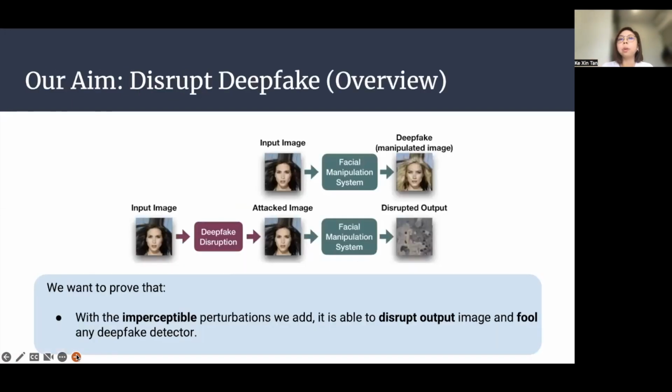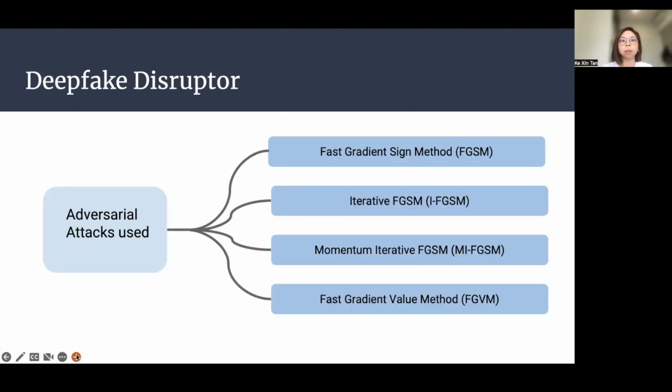So the overview of our project is that we want to prove that with the imperceptible perturbation we add, it is able to disrupt the output image and fool any kind of deepfake detector. Instead of focusing purely on deepfake only, we actually also included some adversarial attacks as the deepfake disruptor. These are the attacks that we have been using throughout the semester and they will be further discussed in the later slides.